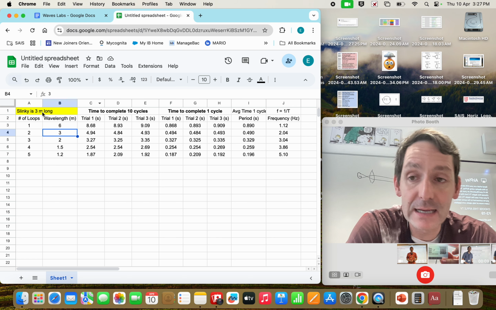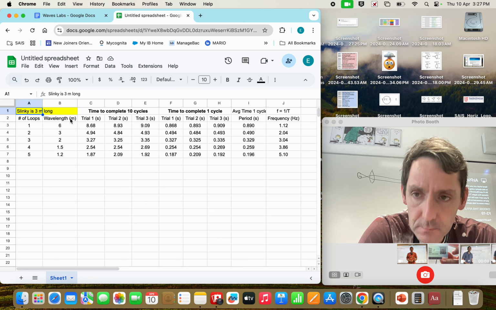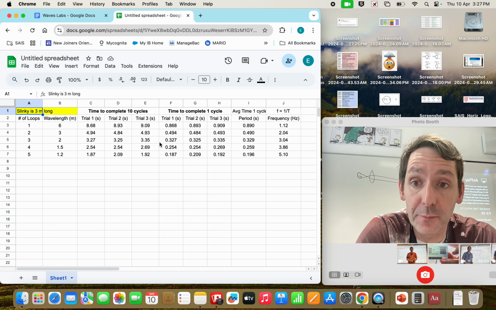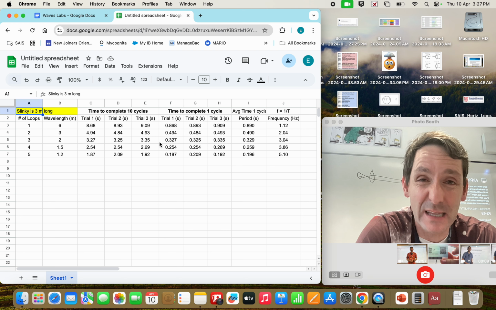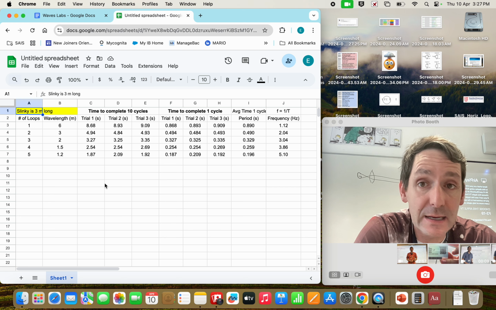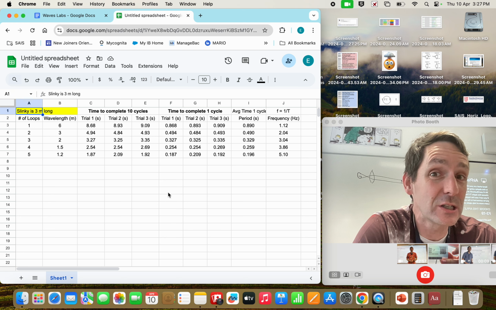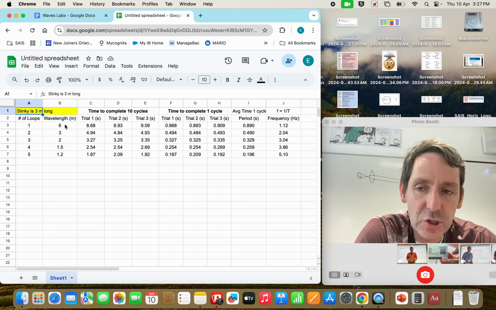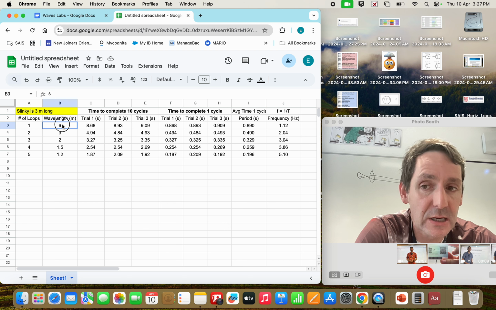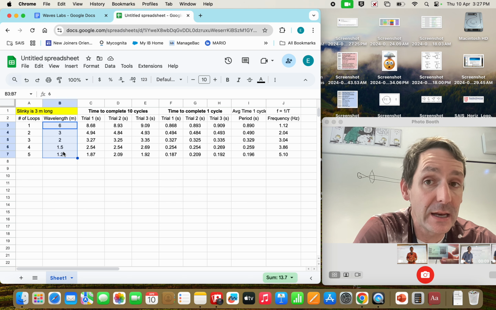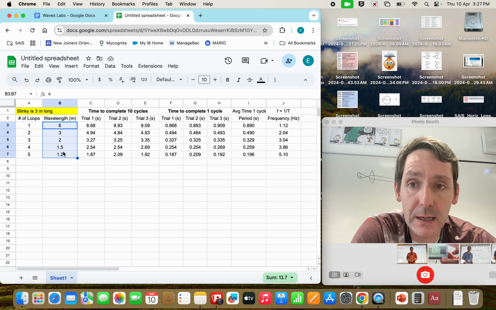So you'll notice that my Slinky was 3 meters long. Your data will probably be different from this because I used a completely different kind of Slinky from what you guys use, just to show that different Slinkies give different results, but it should be similar. The analysis part should be similar to this. So based off of the number of loops that I had in that 3 meters, this is my wavelength. If you need help figuring that out, please come check with me, come ask me. We haven't done standing waves yet, but hopefully this will be helpful to you.